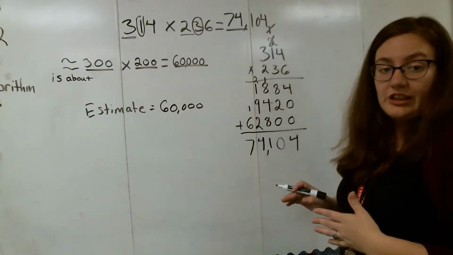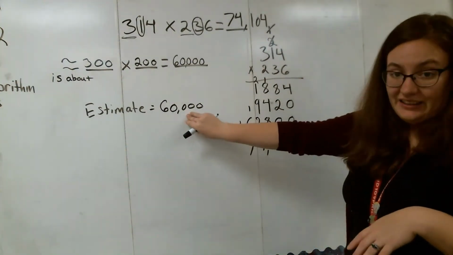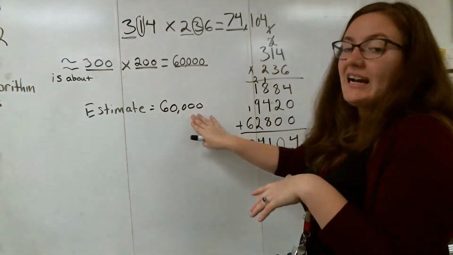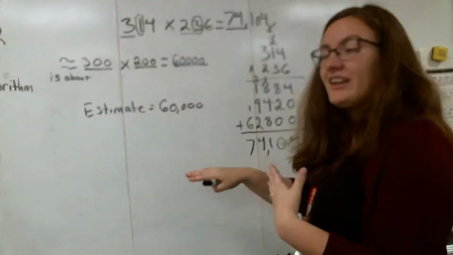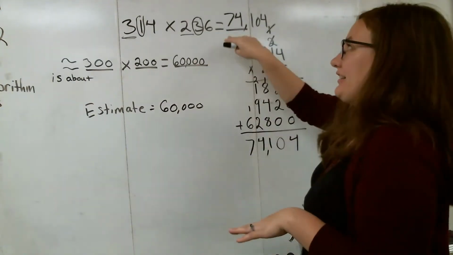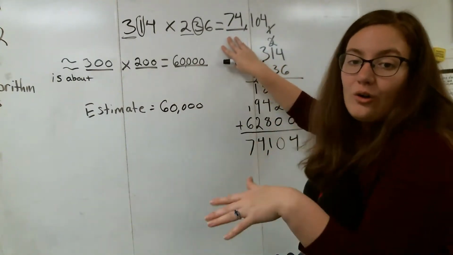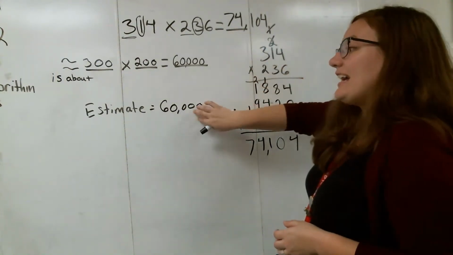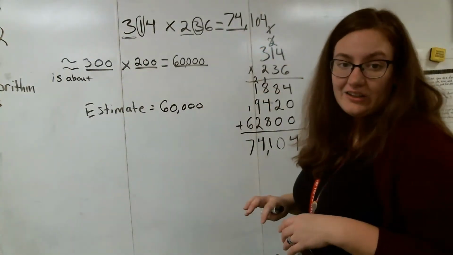Now, what this estimate shows me is that my answer and my estimate are pretty close to each other. Remember, this is not my answer, but it's going to give me what's called a ballpark. It gives me an idea of where my number should be at. It should be in the 10,000s. So if my answer was in the 100,000s or only the thousands, that lets me know I'm in the wrong spot. So these estimates help us with our answers.